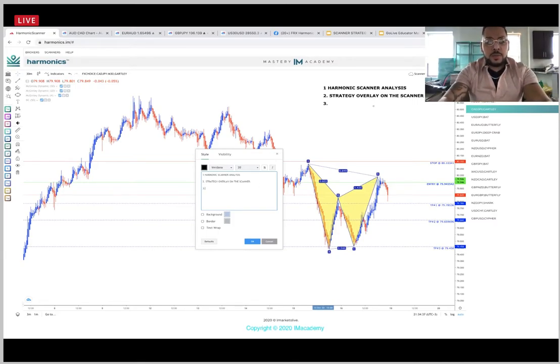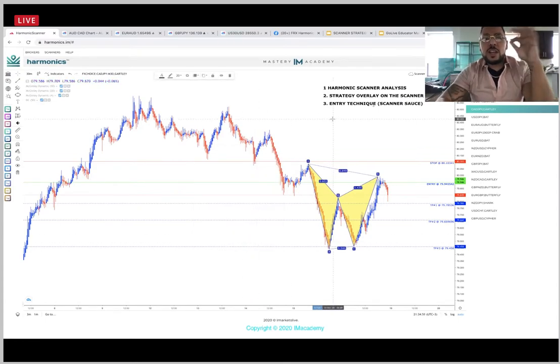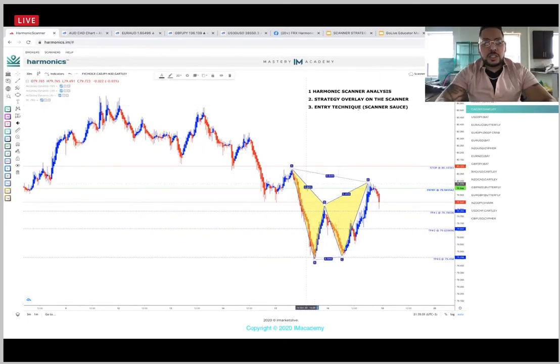And then third, we have our entry technique, which is the scanner source. You see, we use all three of these together to build out these really good trades. As an example, one confirmation is that there's a Harmonic scanner setup right here. Boom. There's a scanner. You could take these, but they're going to be hit or miss.